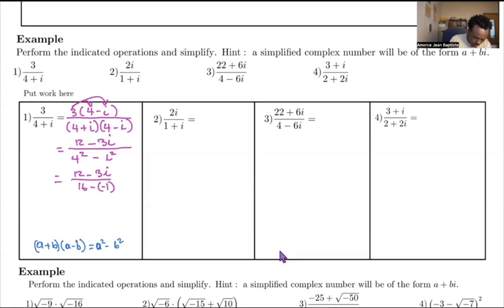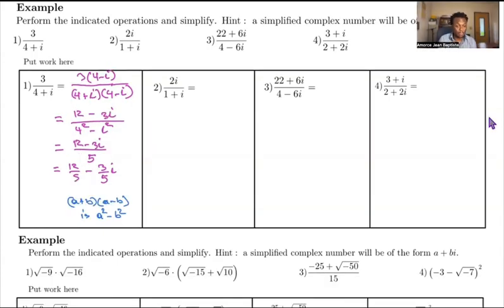We need to recall that i squared is negative 1. So this is 12 minus 3i over 17. If we separate the denominator, giving each term its own denominator, we get 12 over 17 minus 3 over 17 i.